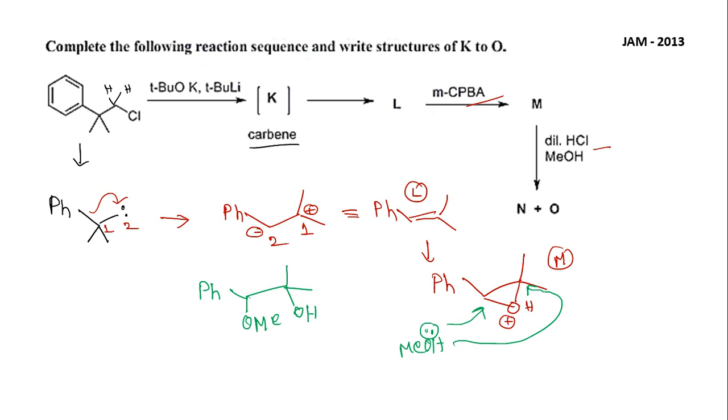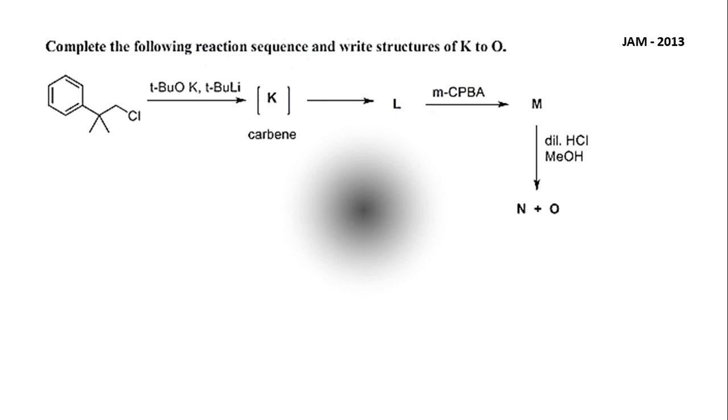So suppose this is N. Another possibility is, now here we have this. So these are the two possibilities, N and O. Okay, so this is L, the C=C double bond, this is M, the epoxide. Don't think in M there is a positive charge, I have just jumped one step. And then in the presence of dilute HCl-MeOH, the epoxide ring will be broken, but with the possibility of two types of product. Fine.